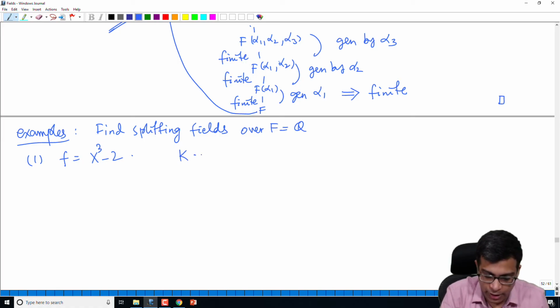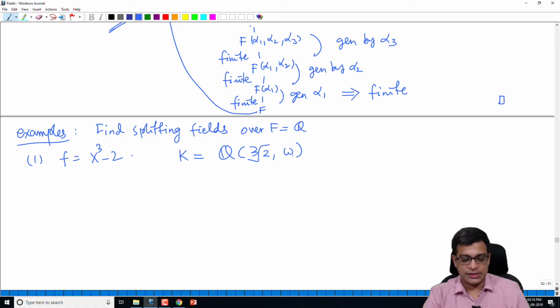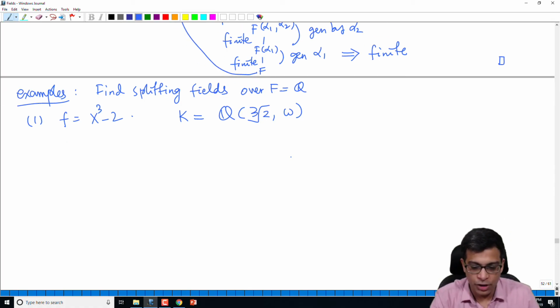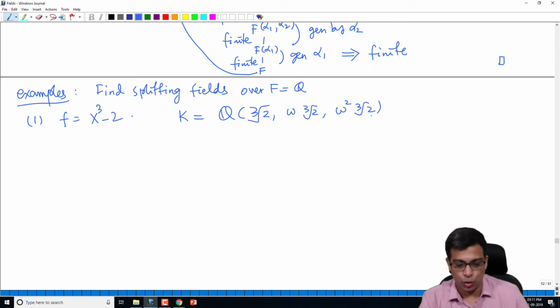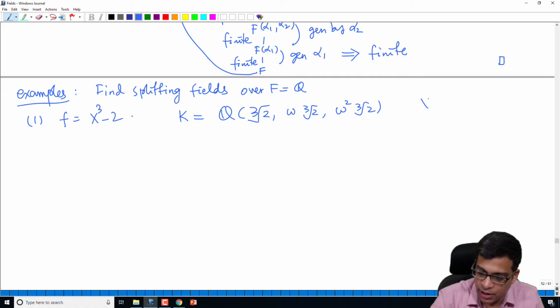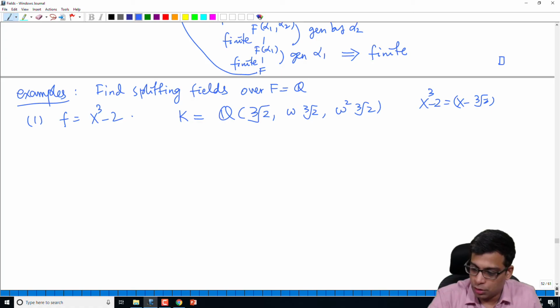So here K can be taken as Q adjoined cube root of 2 and omega. This is something that came up before. There are 3 roots here. Actually it has to be written as such, because these are the 3 roots and this polynomial does split completely over this, right? Because it is x minus cube root of 2 times x minus omega cube root of 2 times x minus omega squared cube root of 2.